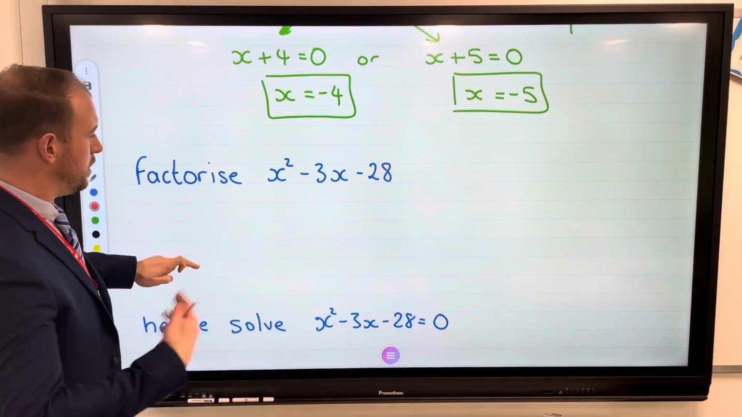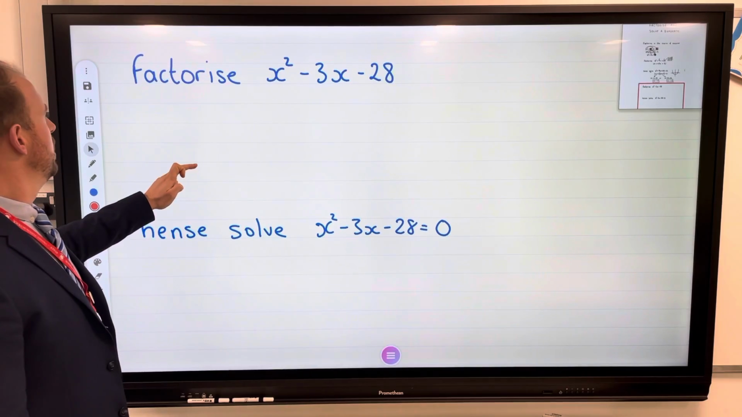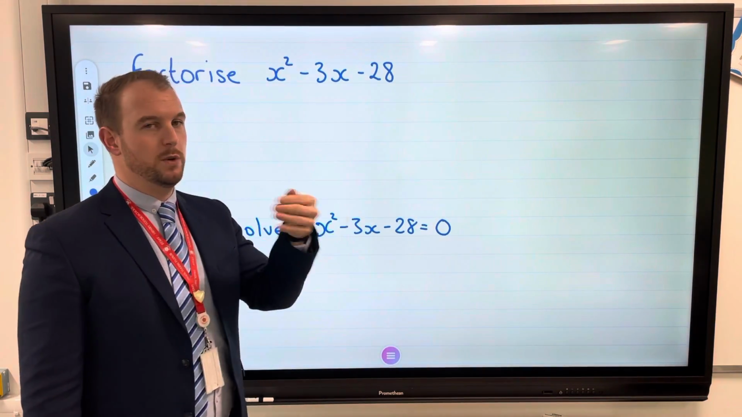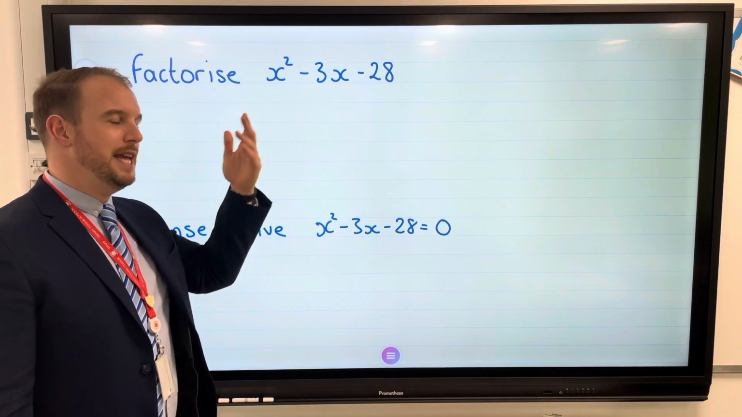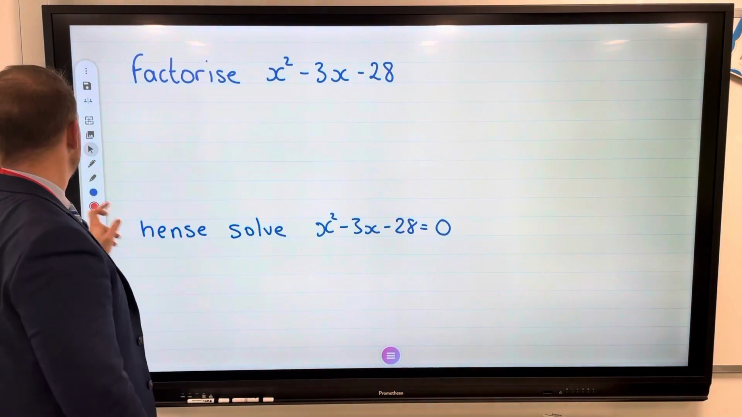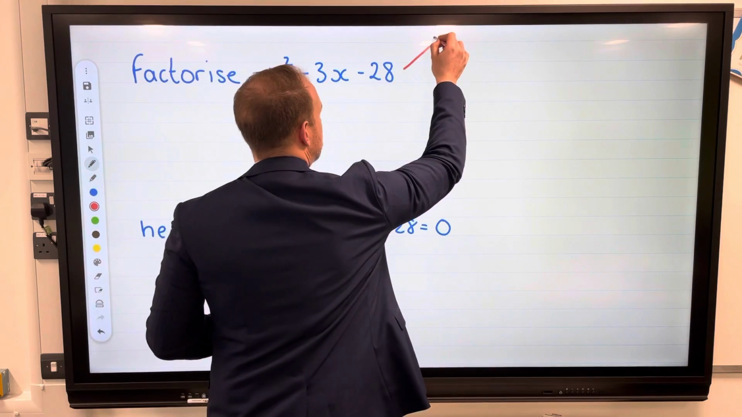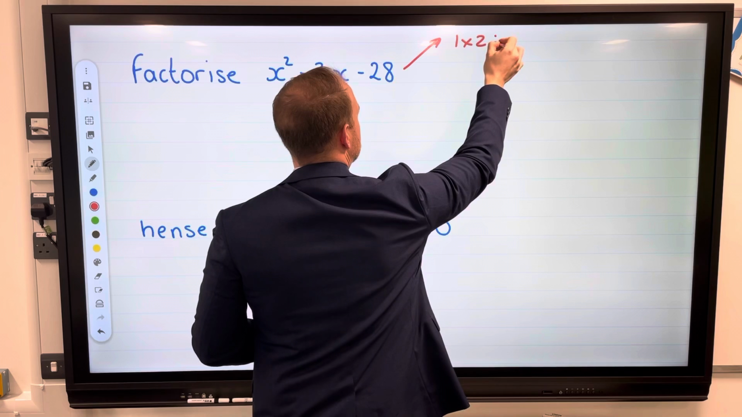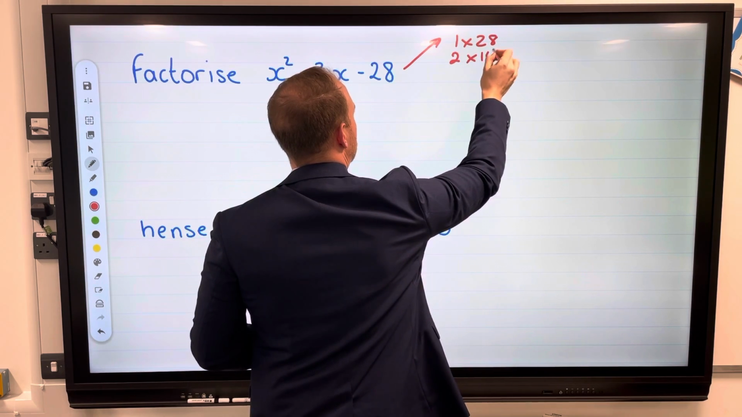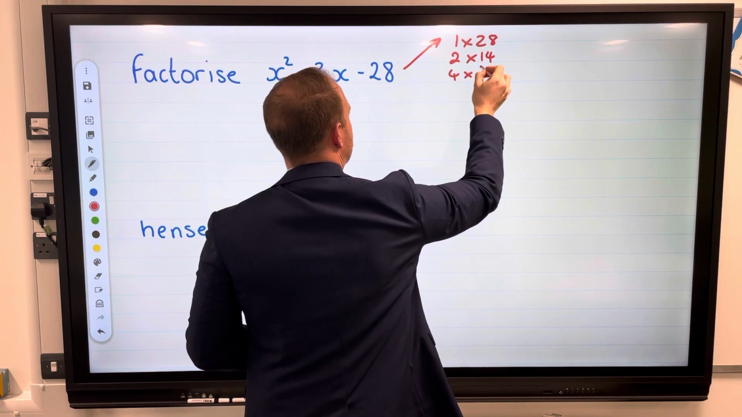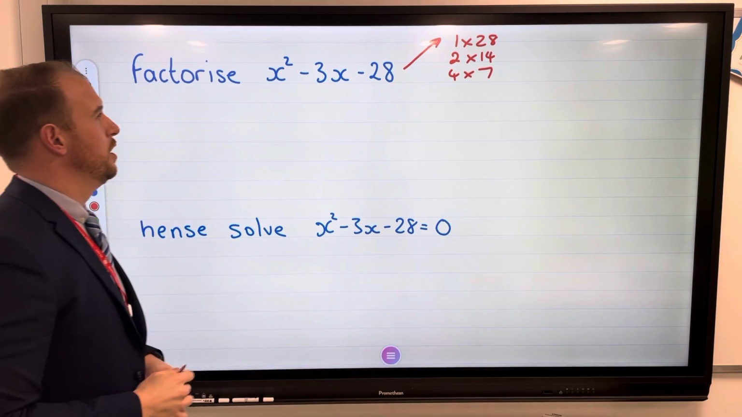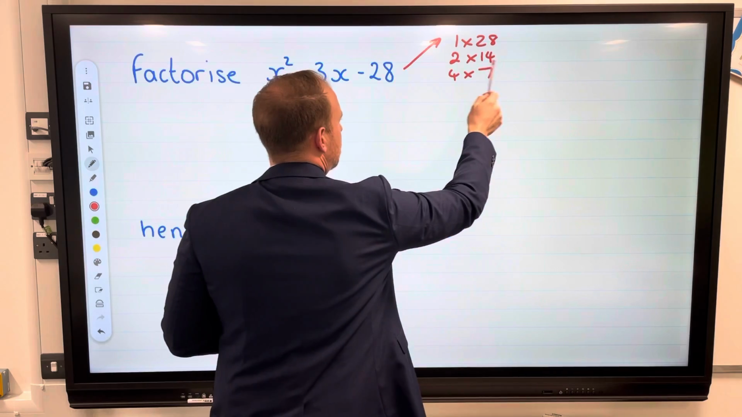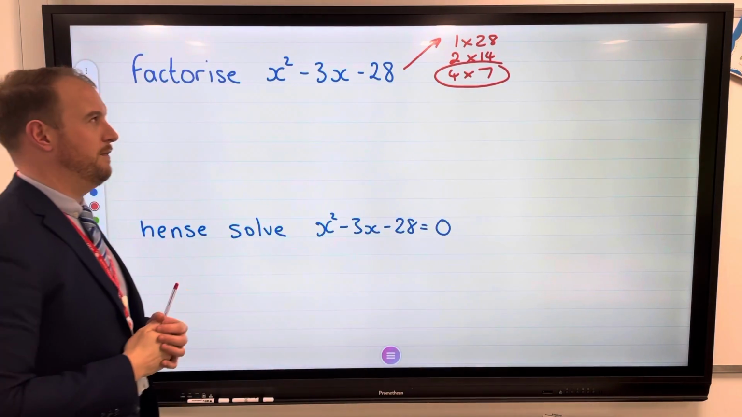So let's just repeat that skill then. Factorize x squared minus 3x minus 28. You'll notice I've used negative numbers this time. Okay, similar sort of pattern then. Factors of 28: 1 and 28, 2 times 14, 4 times 7. Which pair of those am I going to use to make negative 3? That's going to be 4 and 7.